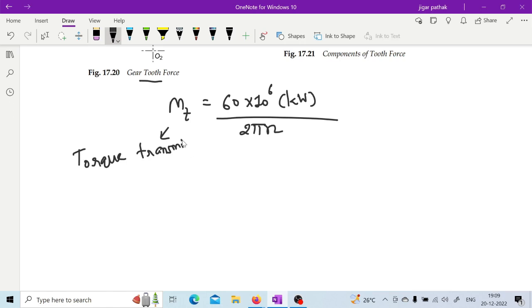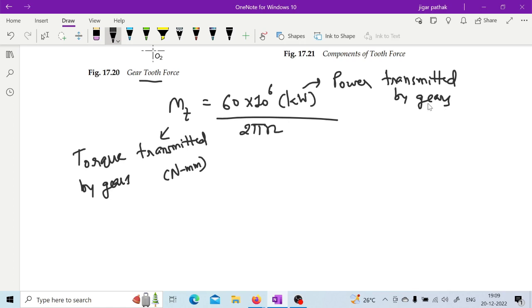This Mt is nothing but the torque transmitted by gears. It is in Newton mm, which is why this 10 raised to 6 is there. Otherwise we directly write power is equal to 2 pi nT by 60. So this torque transmitted is in Newton mm, this kilowatt is nothing but the power transmitted by gears, and this n is nothing but the speed of rotation in rpm. This is how we have the torque transmitted while two gears are in mesh with each other.